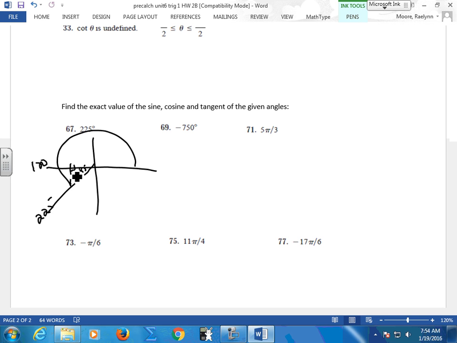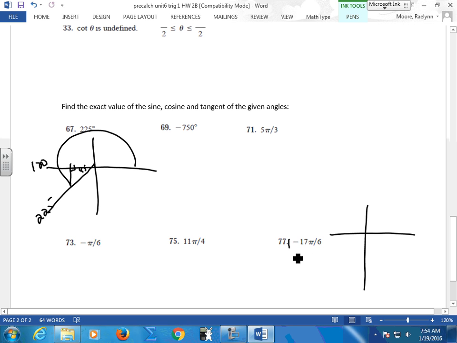Where would I find negative 17 pi over 6? It's going to go the negative way. So if this is 6 pi over 6, this is 12 pi over 6. Coming back again, if I add 6 to 12, what do I get? 18 pi over 6. So I'm coming the opposite way, the negative way. Where do I find negative 17 pi over 6?